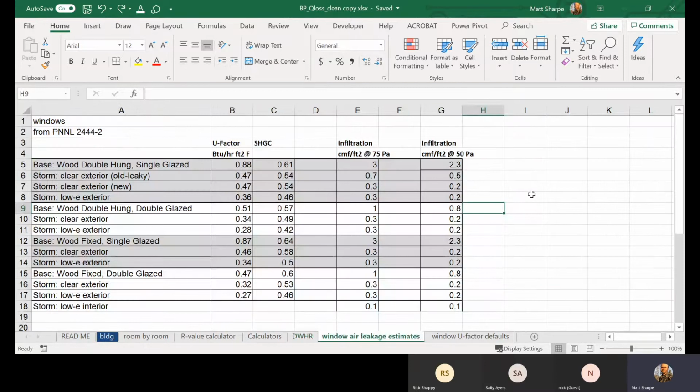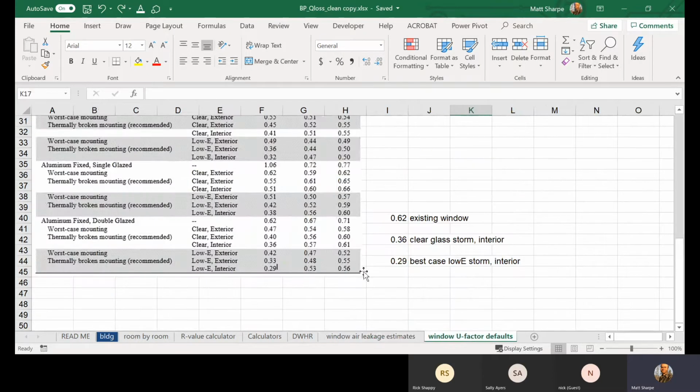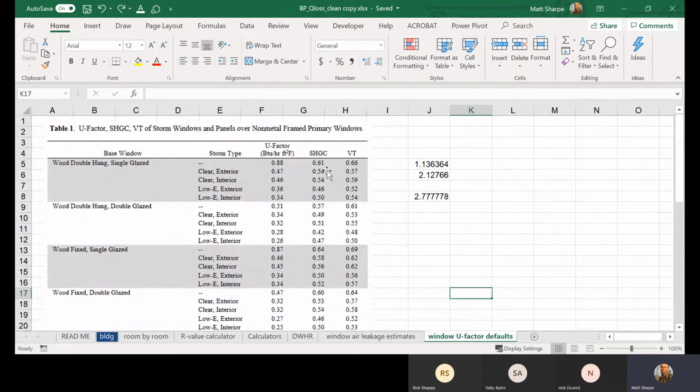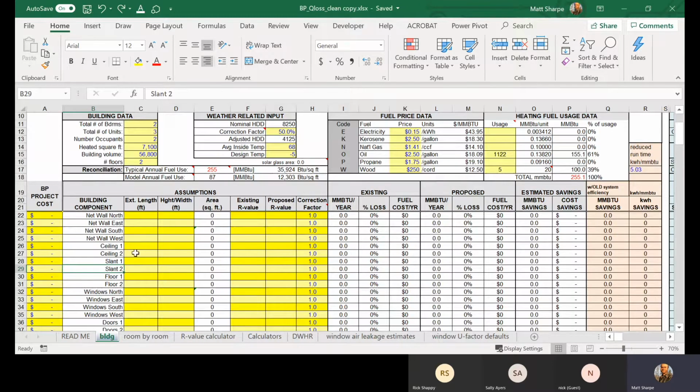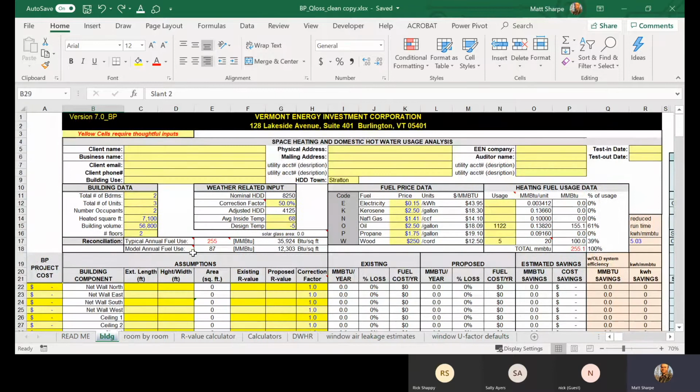Window air leakage estimates. This is just something I've found when doing some storm window work to kind of get an idea as to what savings we could attribute to storm windows versus anything else. There are some window U-factor defaults here as well. So go ahead and use these if you need to or want to, but really all the action you need to focus on is back on the building tab.